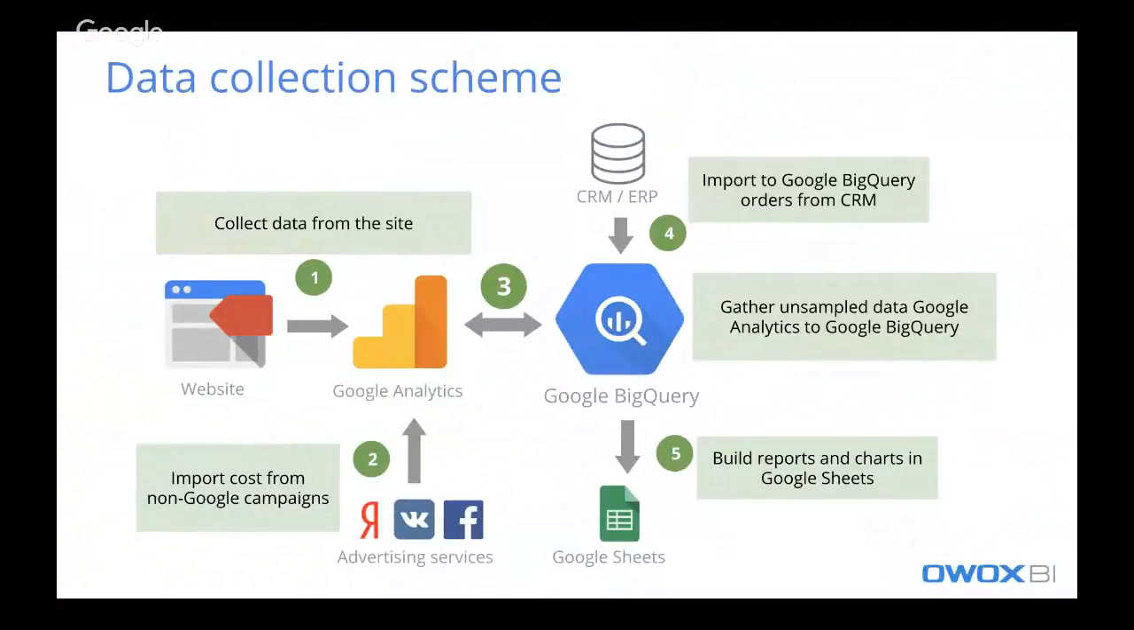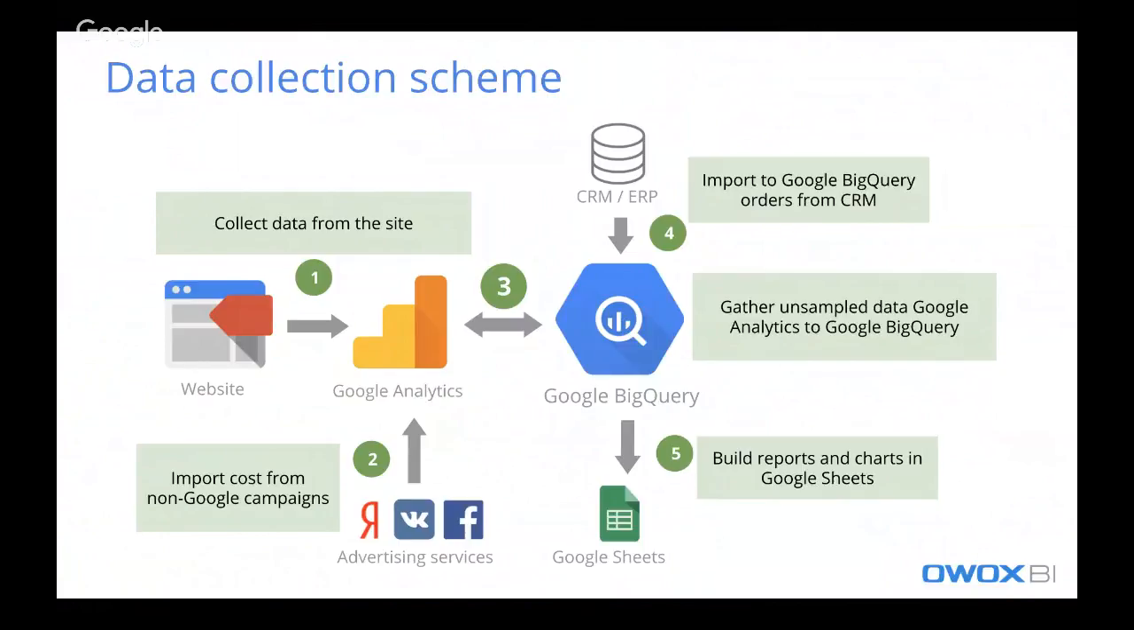So what we see here is that data from the site should be sent to Google Analytics. After that, we should send this data to Google BigQuery. There are a few ways to do it. The first one is to use Standard Export. It's available for GA360 clients. The next one is to use OWOX BI pipelines, or you can use your custom solution.